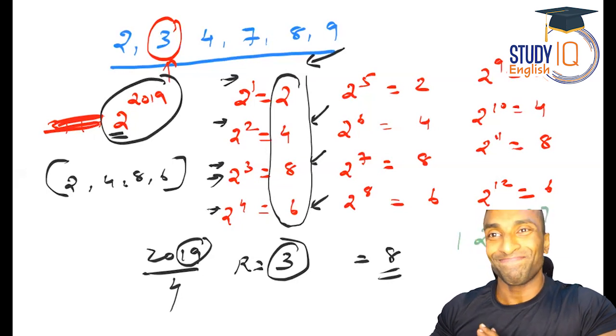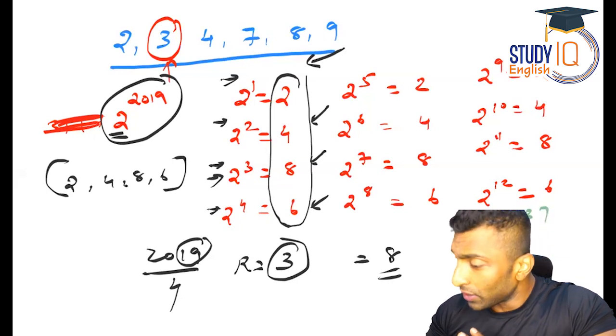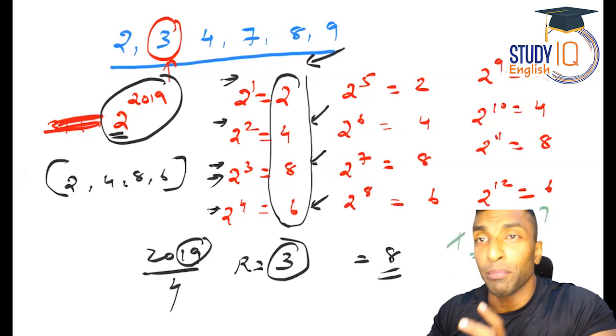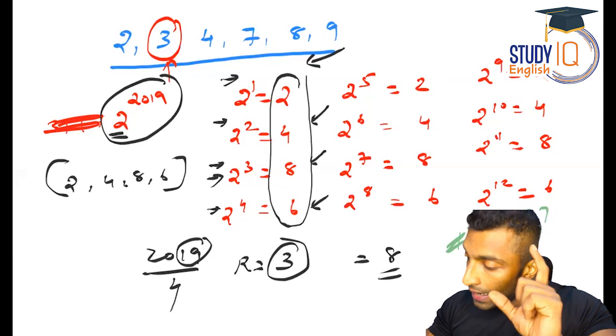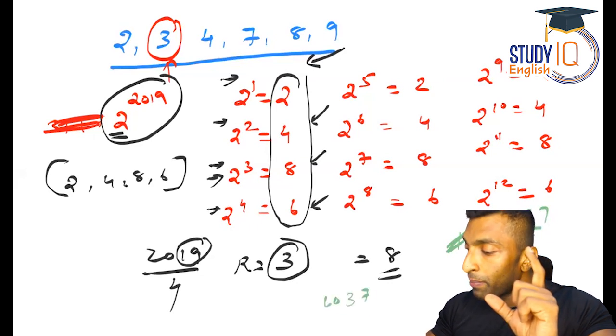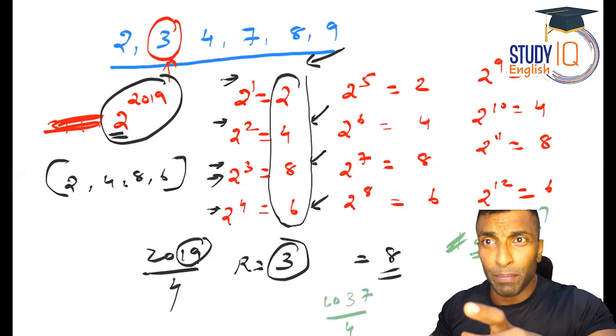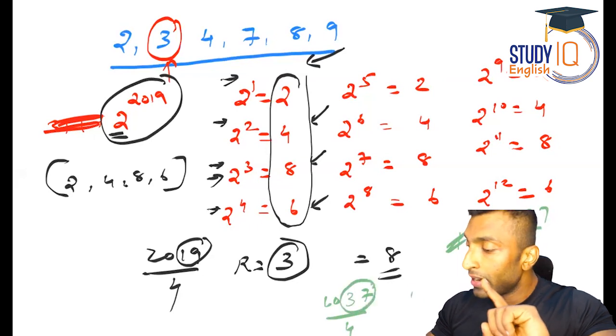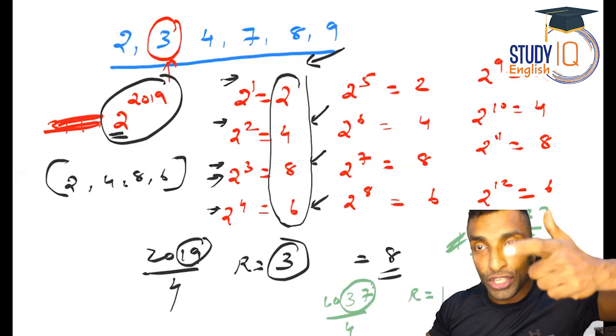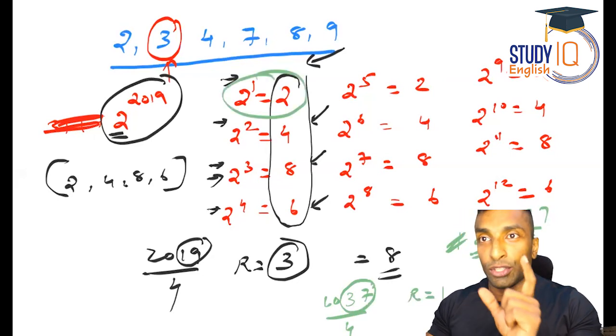1037. Okay, so I just want the last digit only. So this 1 is not important for me. Now 1037 is the power. What I need to do? Take 1037, divide by 4. I don't want to divide it completely. I just need to divide the last 2 digits. 37 by 4. What is the remainder? Remainder is 1. What is the position? The first position. So 2 raised to 1.